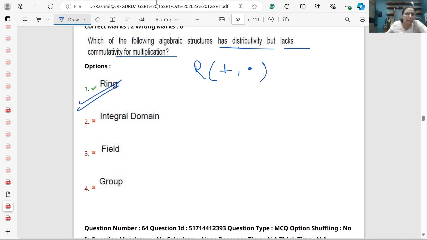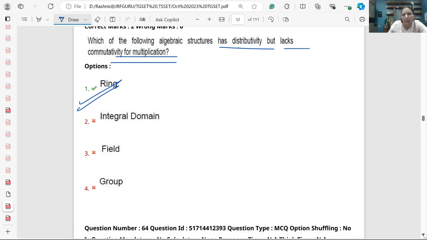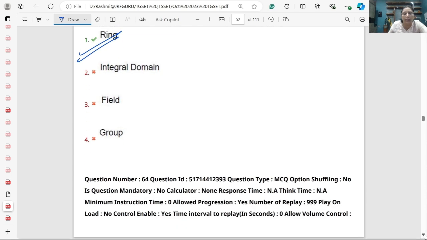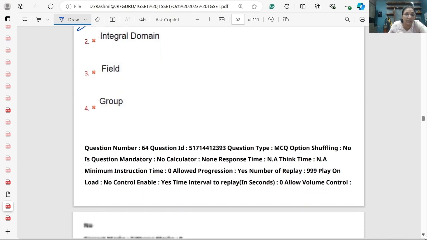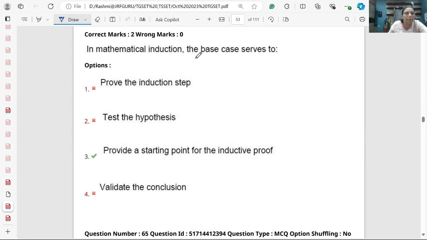It is your ring. It is distributive over the addition, but commutativity is lacking for multiplication. It is a ring.